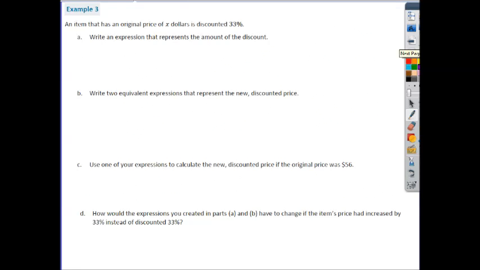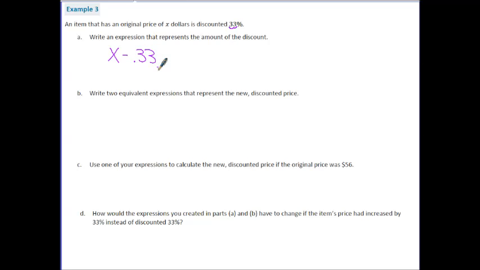All right, let's take a look at example 3. An item that has an original price of X dollars is discounted 33%. Write an expression that represents the amount of the discount. So let's take what we learned from the last example. We know that to discount means we are going to take the whole price of the item, in this case X, and subtract it by 33% of the cost of the item. So 33%, we can take that, move the decimal over twice, giving us 0.33 of the cost of the item. We know of means to multiply, and the cost of the item in this case is X. So this expression tells us how to calculate the discount amount.